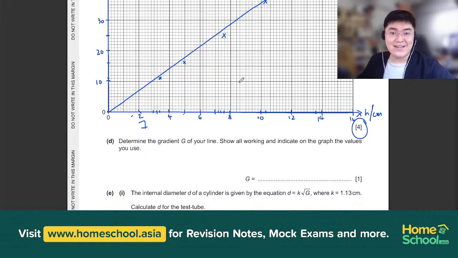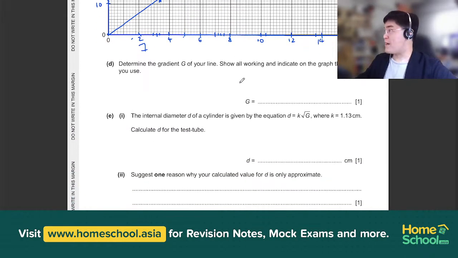So let's continue. Let's go to part D. In part D, we are to determine the gradient g of our line, and we are to show all workings and indicate the values that we use.